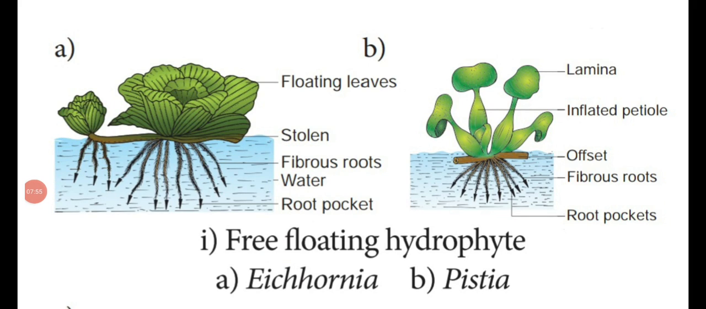Dear students, see the diagram. This is the example of free floating hydrophytes. See the contact between the plant parts, water and air. They are not attached to the soil. So the contact takes place between water and air. That type of hydrophytes is known as free floating hydrophytes. Example, Eichhornia, Pistia.